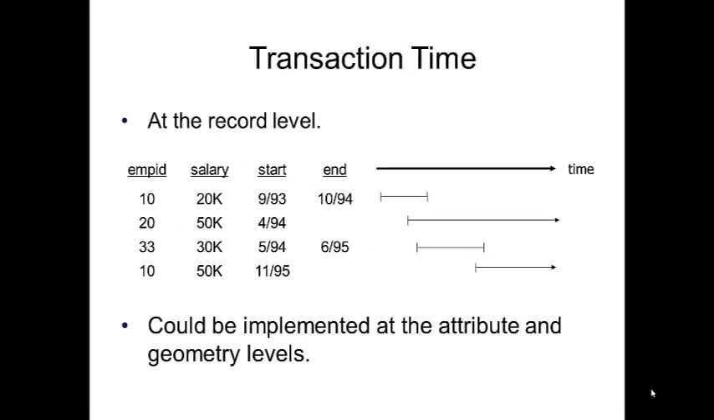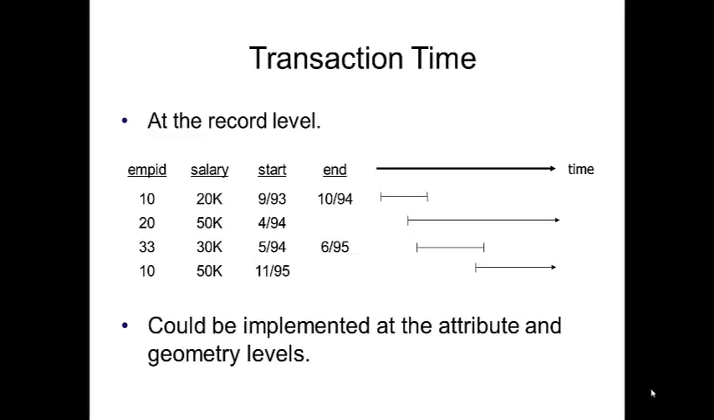Okay. So what happens? So transaction time, there are different ways transaction time can be recorded. Probably the most common is at the record level. So for example, here's a simple salary database, the employee ID, what their salary is, and we just have fields for the start and the end date effectively for people's salaries. So this is world time.